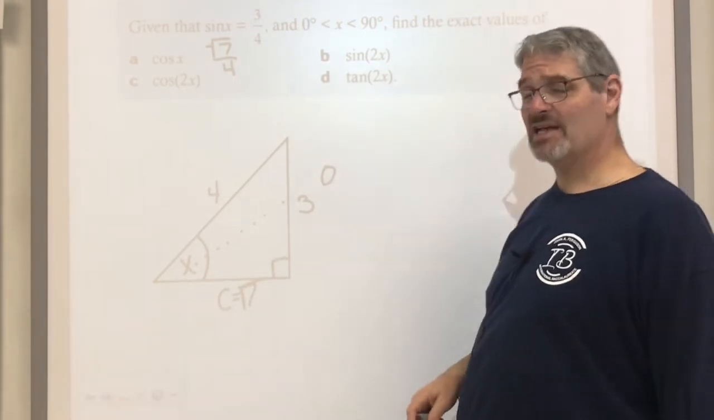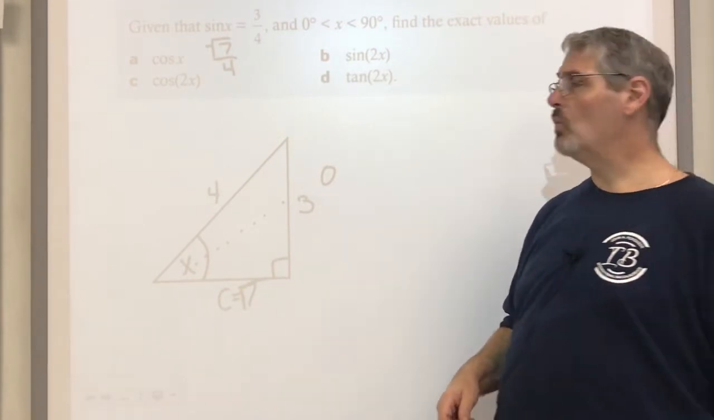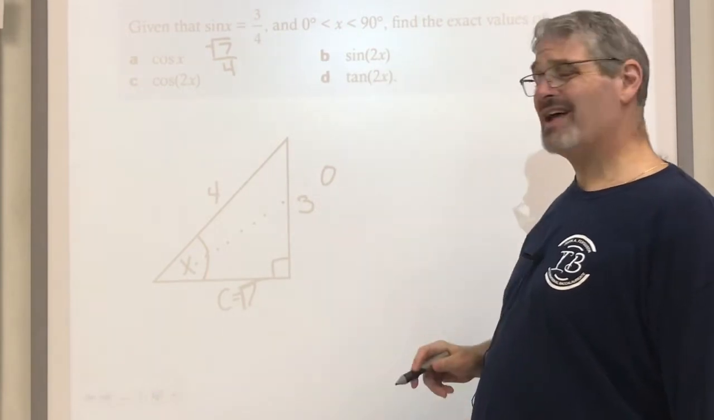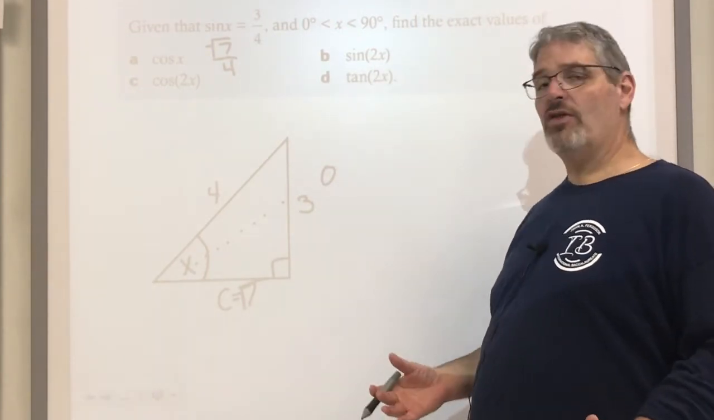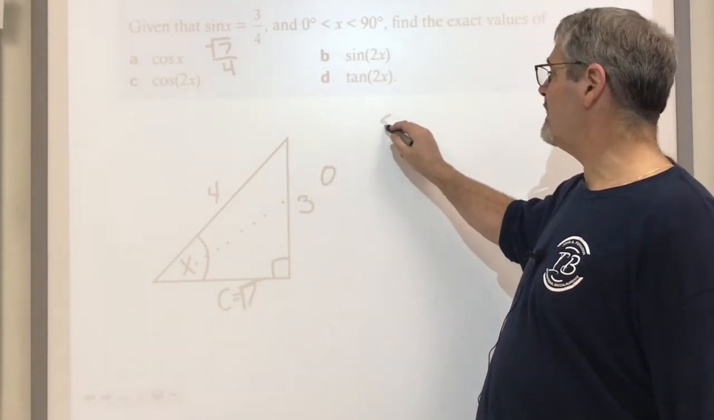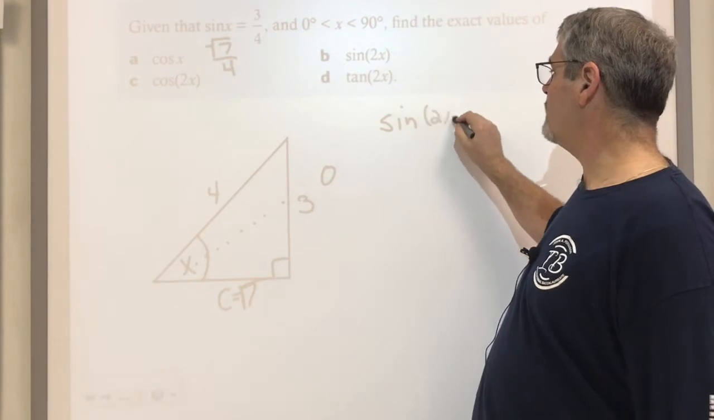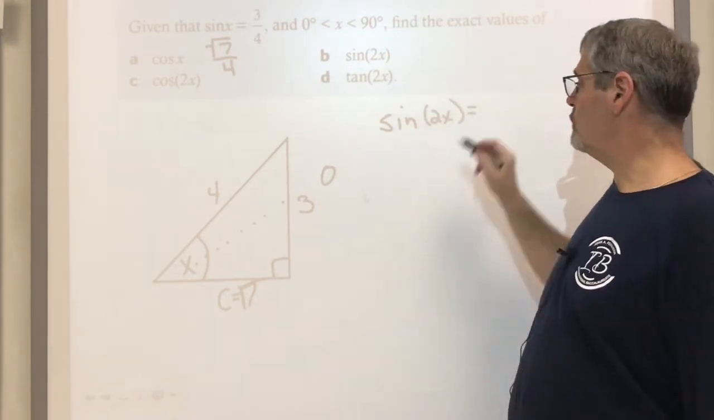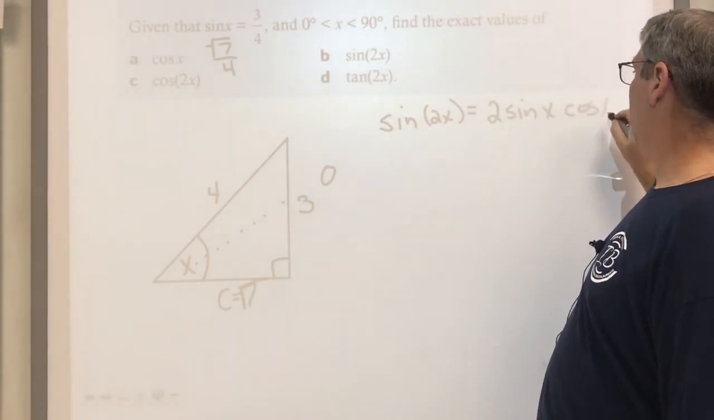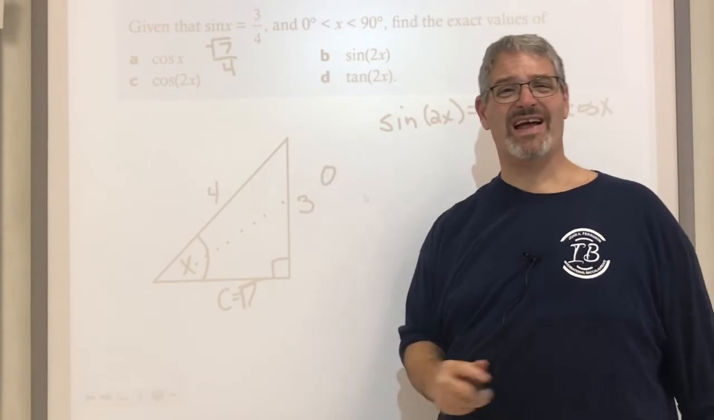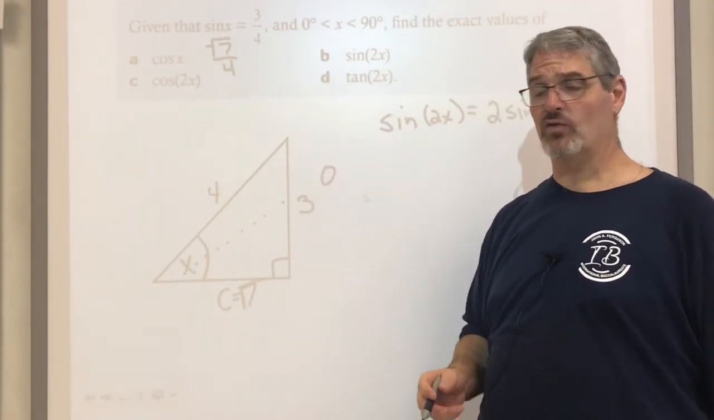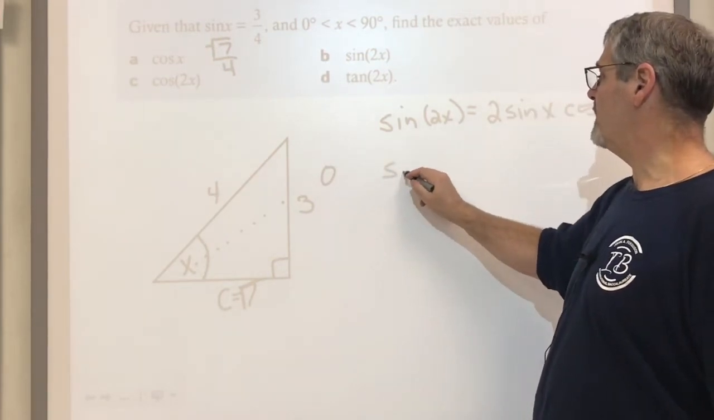Now, let me erase this so we can find sine of 2x. What is this double angle for x? Well, if I wanted to find the sine of 2x, there's other ways to do it, but the easiest way is to use the double angle formula. And as you know, sine of 2x is equal to 2 sine x cosine x. Well, the problem gave us what the sine of x was, and we just figured out what the cosine of x was, so we're going to put it here in the formula.